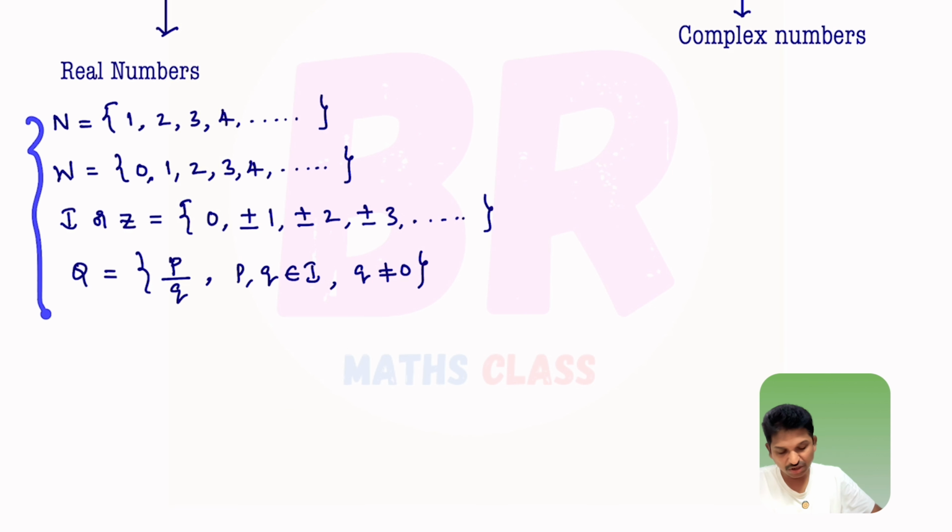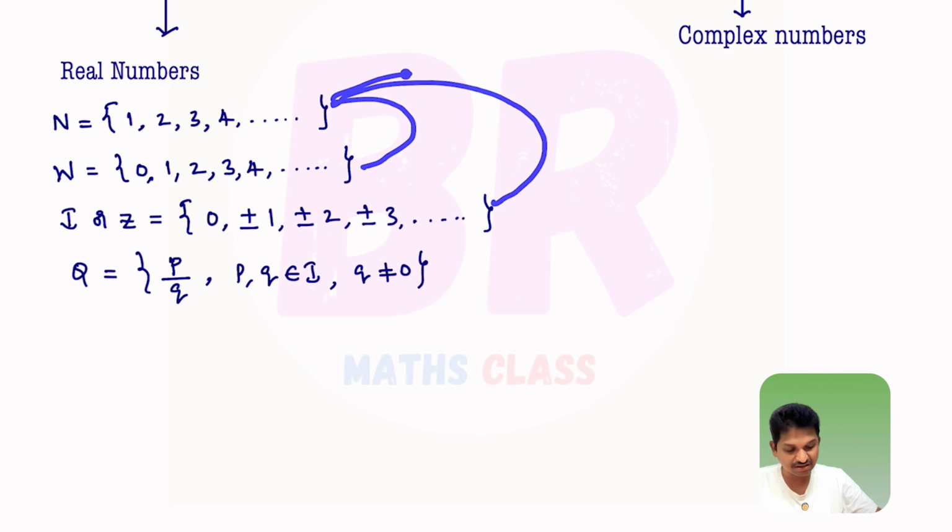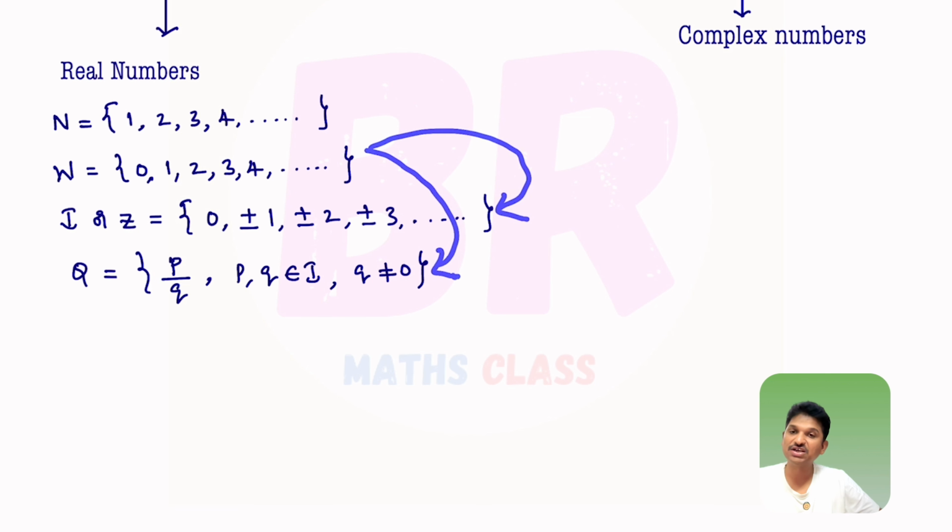So whatever the order I am writing here, they are all subsets. That means all natural numbers are whole numbers, all natural numbers are integers, all natural numbers are rational numbers. All whole numbers are integers, all whole numbers are rational, right?